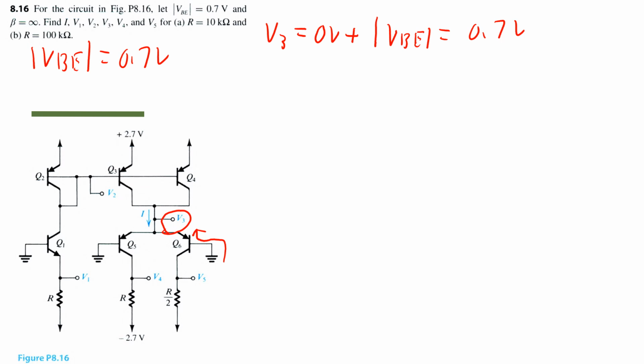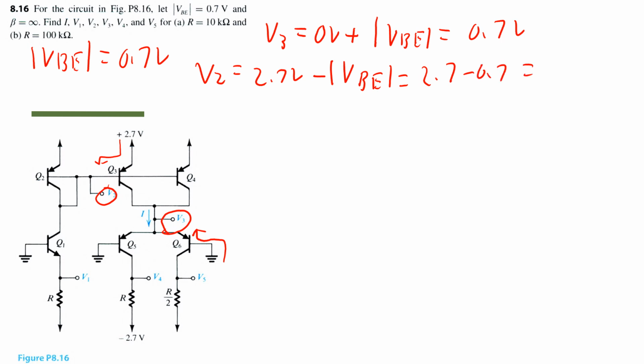Let's find another easy one to calculate. How about V2? How can we calculate V2? Again, if we start at the top, 2.7 volts, and we just travel down to V2, all I have to do is cross one emitter to base at Q3, or Q2, or Q4, because they are all shorted together. So V2 will just simply be 2.7 volts minus the voltage drop from base to emitter. So that would be 2.7 minus 0.7, or 2 volts. Notice again that this calculation did not require any information about the resistance.